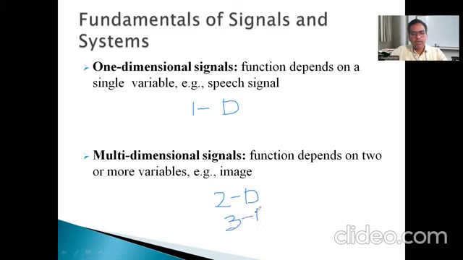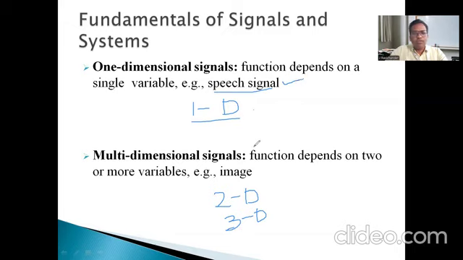Nowadays we watch movies in 3 dimensions. Now coming to the examples of 1D signals, speech is the best example for a one-dimensional signal, which depends only on one independent variable, a single variable.